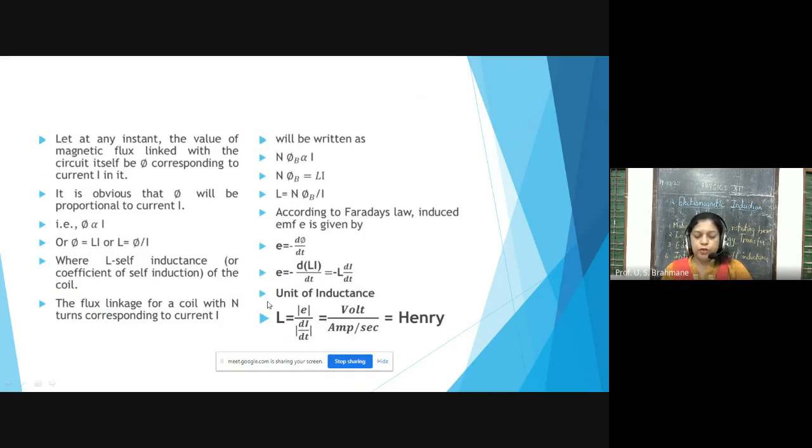It's very important that we should know the SI unit of L. L is the coefficient of self-induction. L is E upon dI upon dt. So if E is in volt and this is ampere per second, then we have the unit of L as Henry. So this is all about self-inductance, and in the next lecture we'll see in detail about self-inductance and mutual inductance.